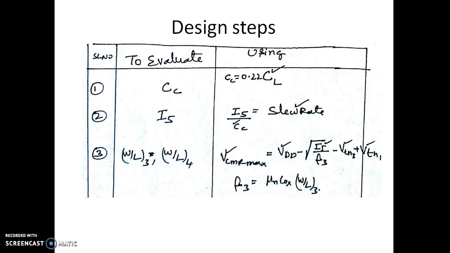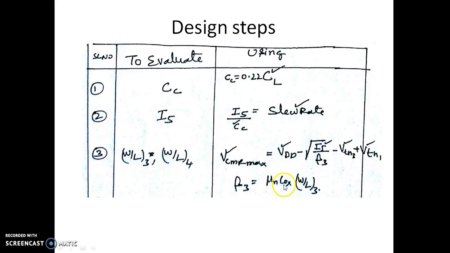The MOSFET 3 and 4 dimensions can be obtained using the VCMR max, the maximum input common mode range given in one of the specifications, which can be obtained using an equation. This is what we again derived in the previous video: VCMR max is given by VDD minus square root of I5 by beta 3 minus VTH of 3 plus VTH of 1. So we know all the parameters in this equation except beta 3. Beta 3 can be estimated, where beta 3 is equal to, this is not actually mu n, this is actually mu p, because M3 and M4 are PMOS. So this beta 3 is actually mu p Cox into W/L of 3.